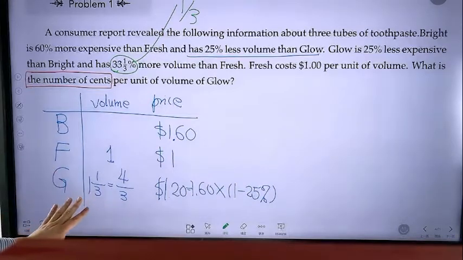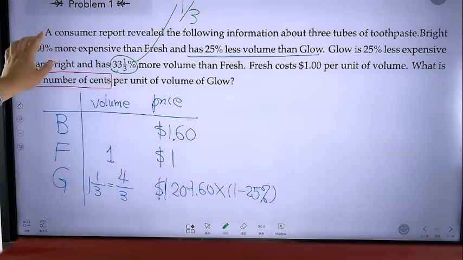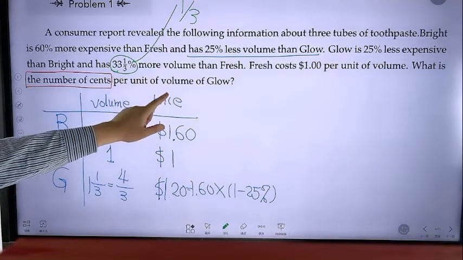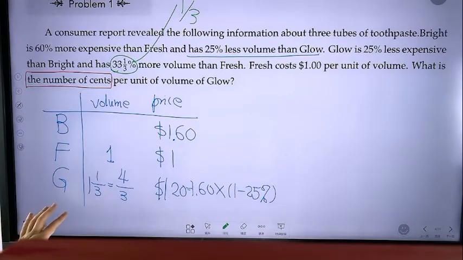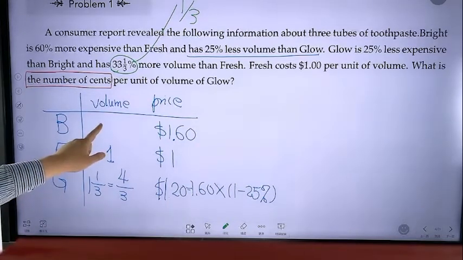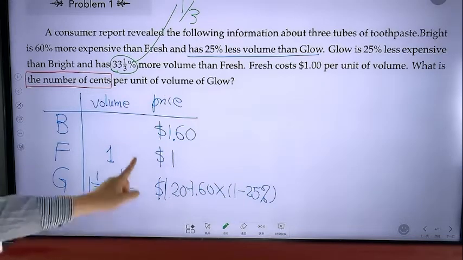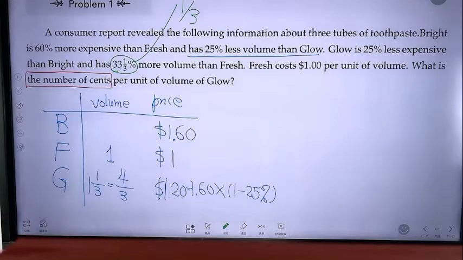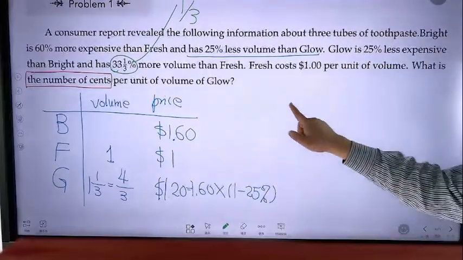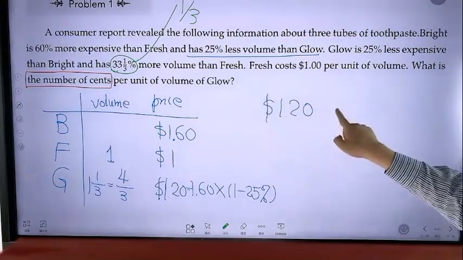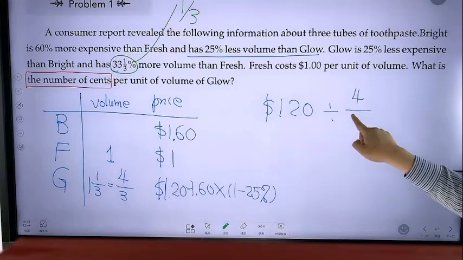That would be for G. And it looks like the calculation is finding the per unit volume for glow, right? Okay, so now I think we can do it. We don't really need this other condition, right? So the price is $1.20, and the volume is actually 4/3, and it's asking per unit volume, so it's only the final step. The final step is $1.20 divided by that volume, which is 4/3.